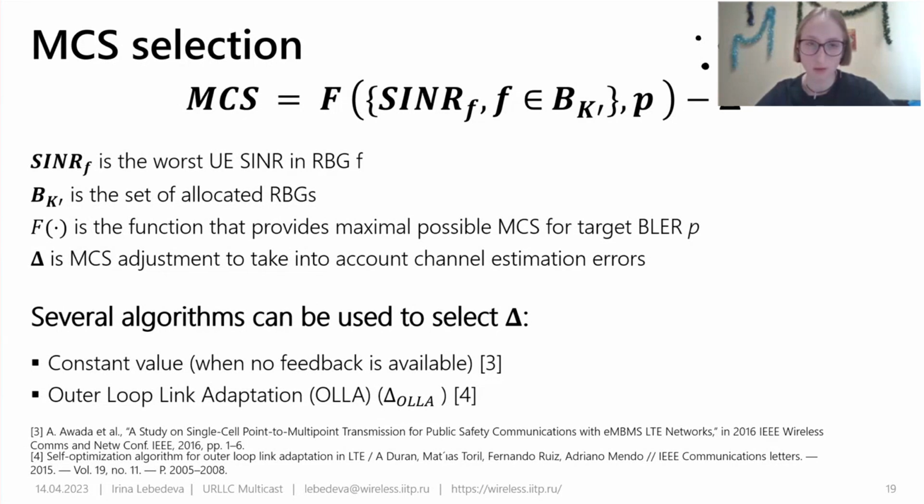There are several algorithms to select delta. The first one is a constant value. We use this feedback scheme, no feedback. The second one is using the outer loop link adaptation, OLLA, algorithm. Paper 3 describes an algorithm that uses preliminary HARQ feedback statistics to find a constant subtraction that will be used without making any correction based on instant feedback.